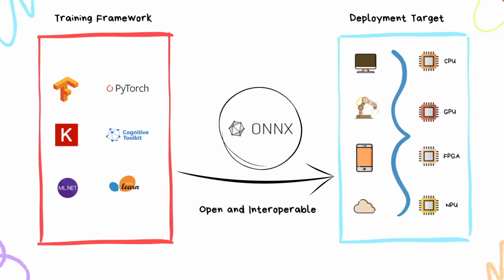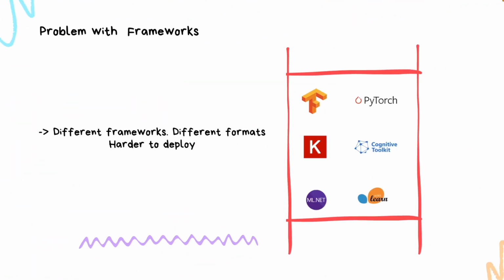The answer is ONNX. Machine learning models are usually created using frameworks such as PyTorch or TensorFlow. Each framework stores models differently. As a result, moving a model from one environment to another often requires additional engineering work. This creates friction between research and deployment.